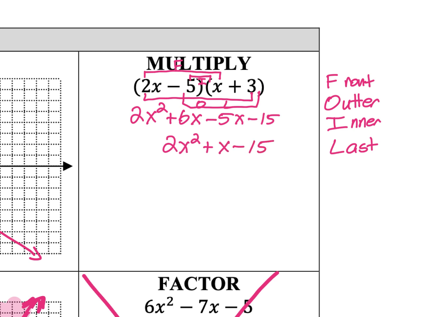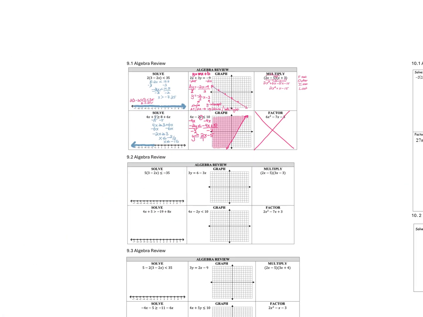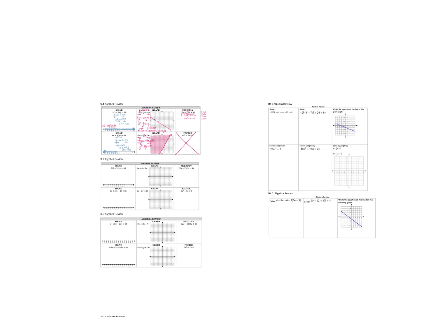Okay, I hope that helps you understand these first problems. That will set you up to be able to do all the other reviews. And then you'll be taking, as part of your final mastery check, an algebra section that includes problems like this.